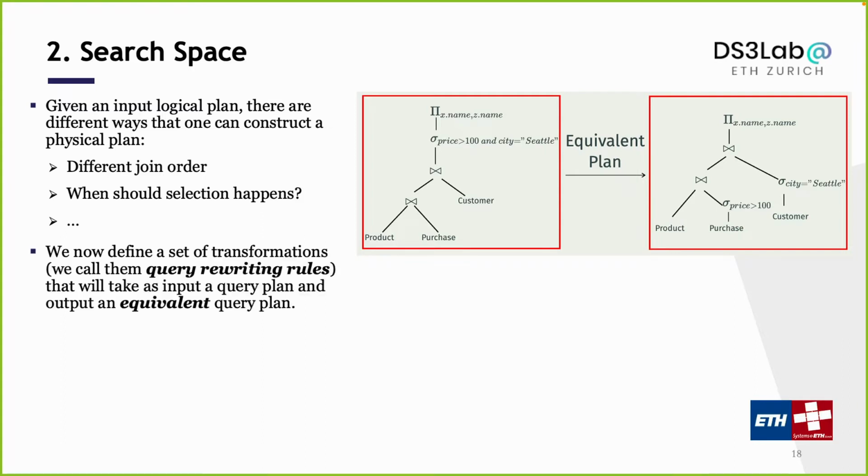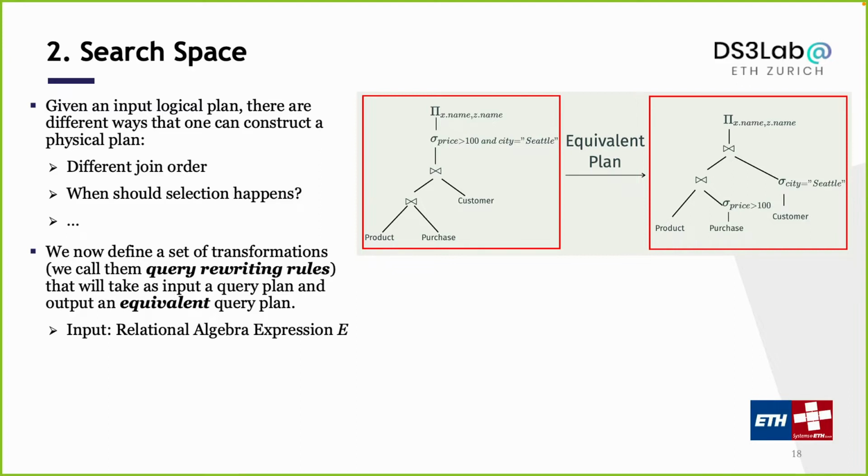So there are actually multiple ways you can do it. The way that we are going to talk about today is that we are going to define a whole bunch of transformations. We call them query rewriting rules, which take as input a plan and generate a new plan. And then we will make sure that if you rewrite or transform your plan in this way, you are going to get something equivalent. So that is how we want to think about it.